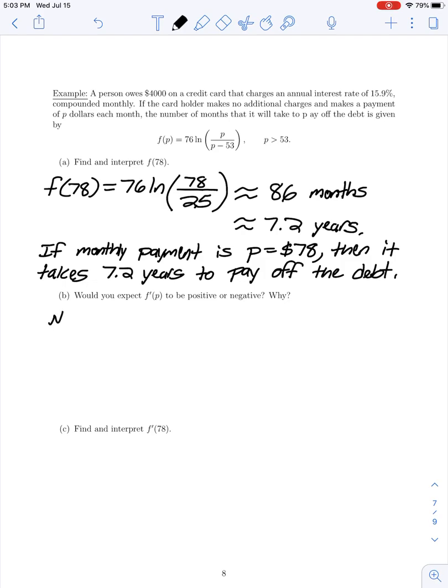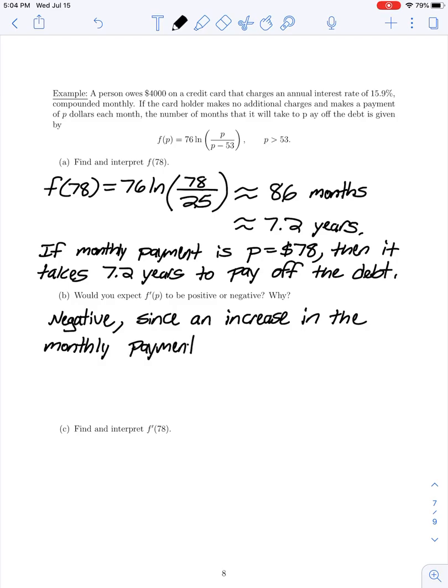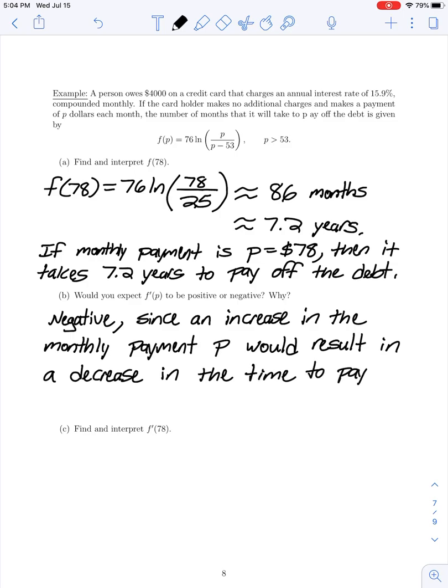So here, we would probably expect the value of that derivative to be negative, since an increase in the monthly payment P would result in a decrease in the time to pay off the debt. So increasing the amount that you're paying towards your debt would decrease the amount of time that it takes to pay off that debt. So in part C, we're asked to verify our intuition in part B.